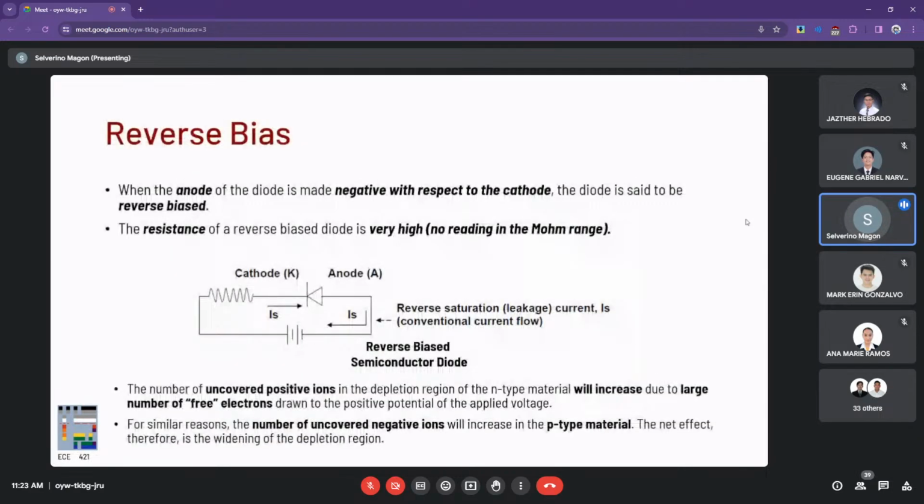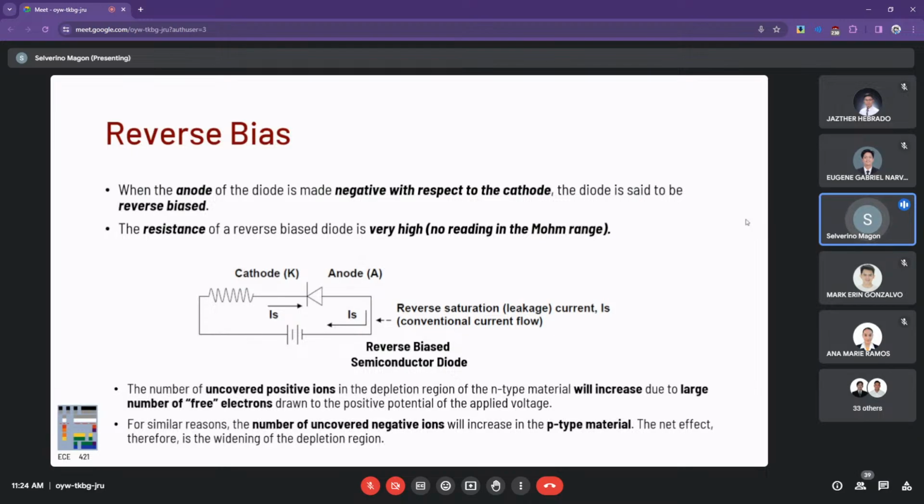All right, so we've covered the forward bias region. Next, we move on to the reverse bias. In this case, the anode or the p-type material is applied with negative voltage with respect to the cathode, and in effect, the resistance in this condition is very high. It's typically in the range of mega ohms.